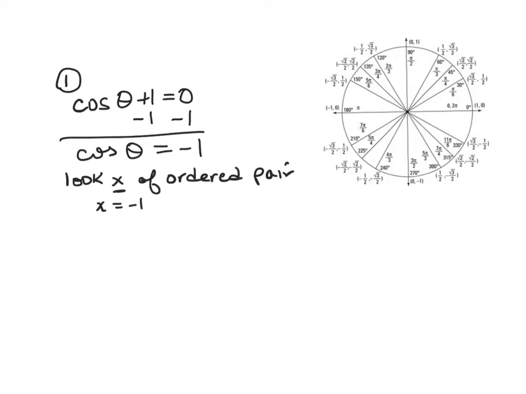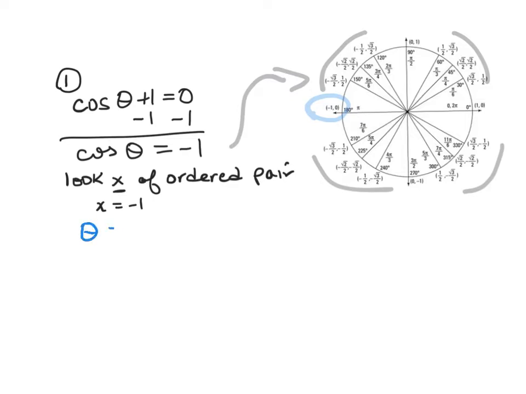Now, if you look over here at your unit circle, there aren't any coordinates along here, here, or here that have a -1 in the x value. But I can look at my axis points and notice right here I have an ordered pair where x equals -1. So the answer for theta for this problem is going to be 180 degrees. Let's try number 2.